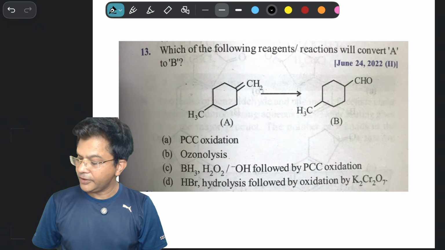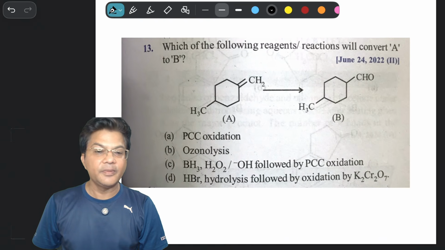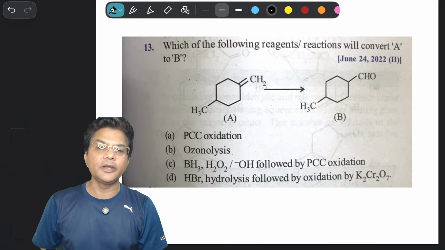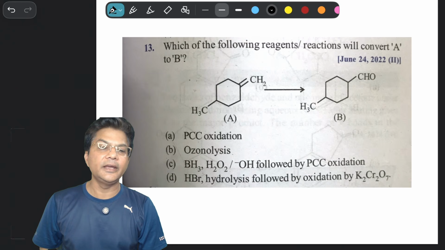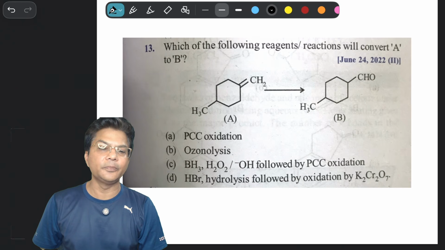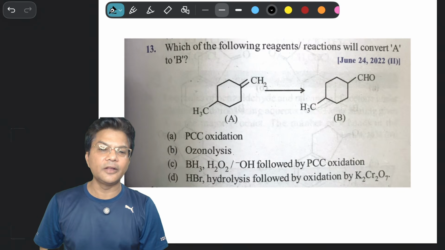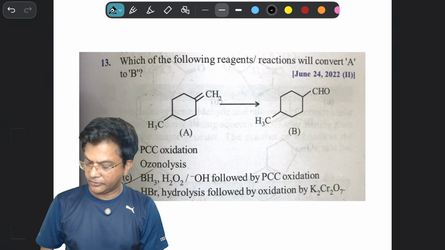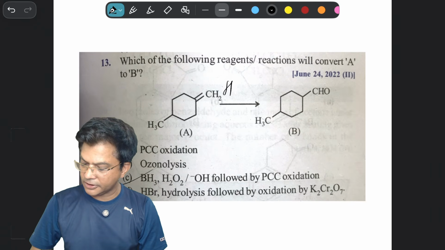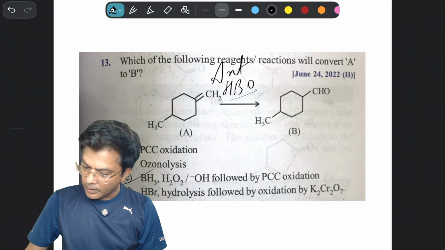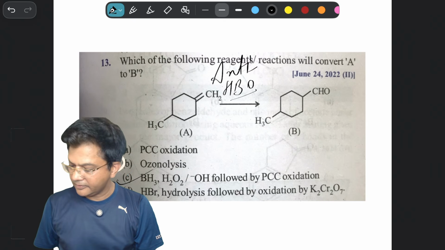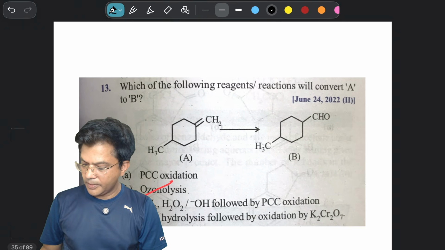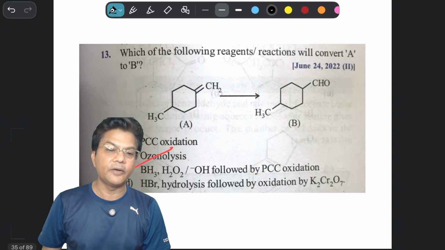It's June 24, 2022, JEE Mains question. Which of the following reagents will convert A to B? Now it's a very simple question. So clear-cut answer, you can see C is the correct answer. First hydroboration-oxidation reaction, anti-Markovnikov's rule, and then PCC, you will get CHO. So B is the correct answer. I hope everyone got it.